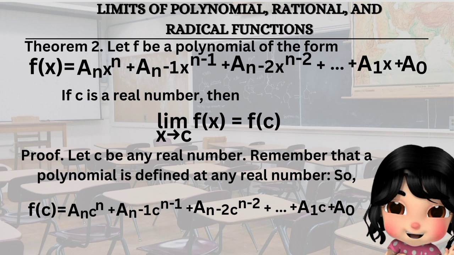Proof. Let c be any real number. Remember that the polynomial is defined at any real number. So, f of c is equal to a_n c raised to n plus a_(n-1) c raised to n minus 1 plus a_(n-2) c raised to n minus 2 plus ellipsis plus a_1 c plus a_0. Let's proceed to the examples.